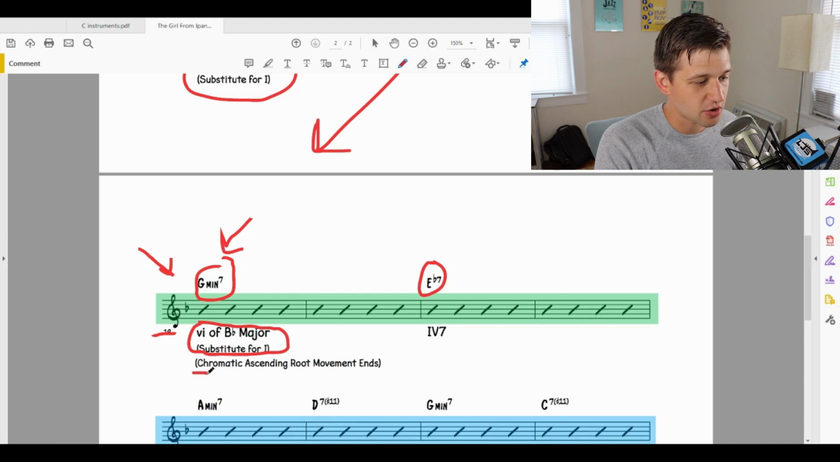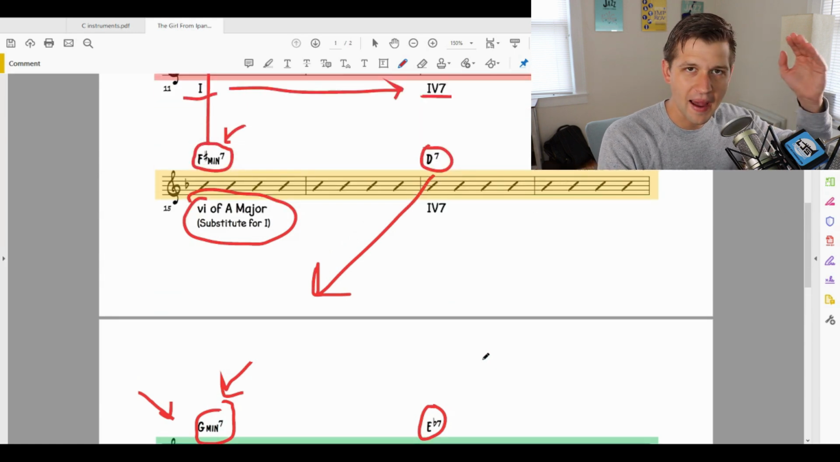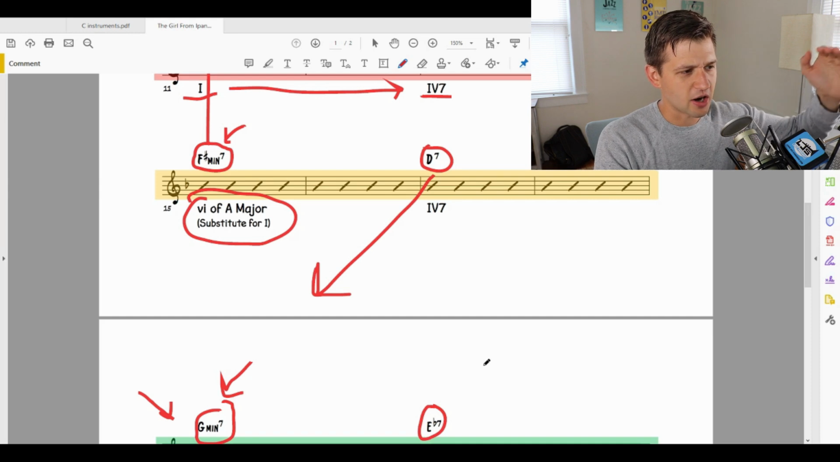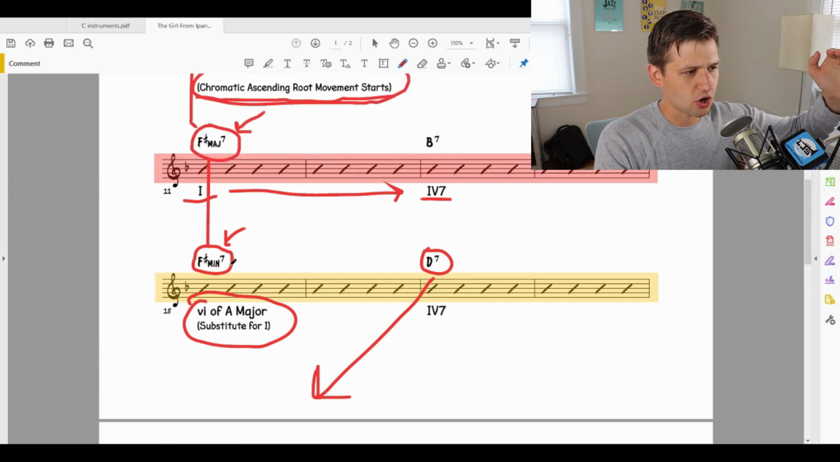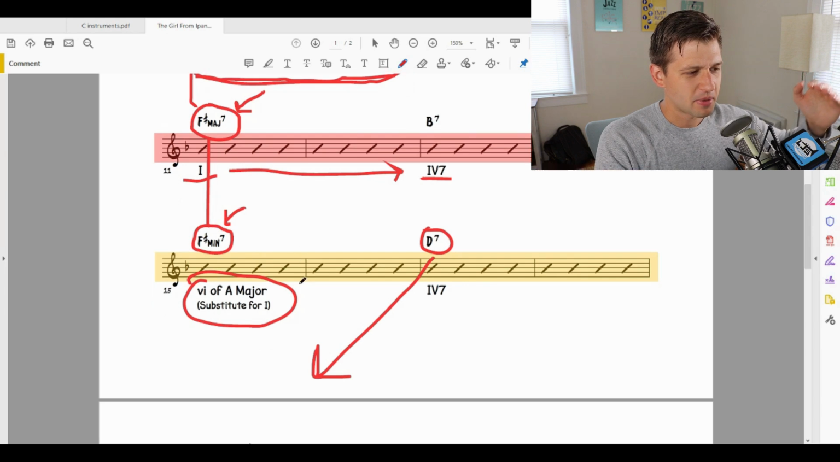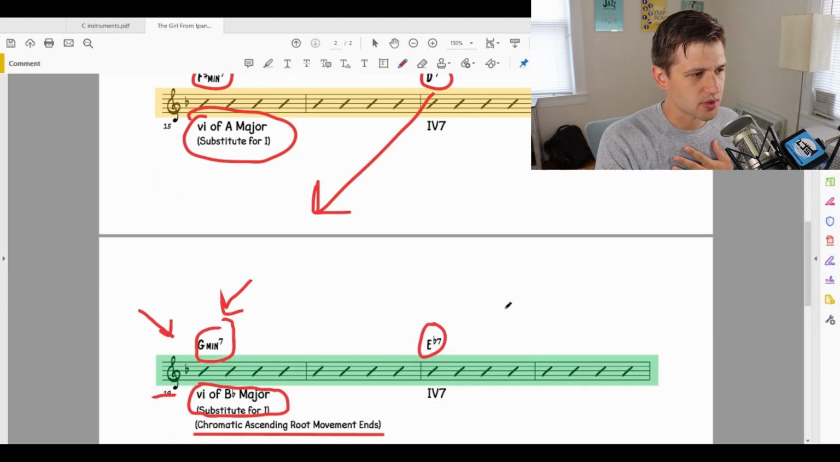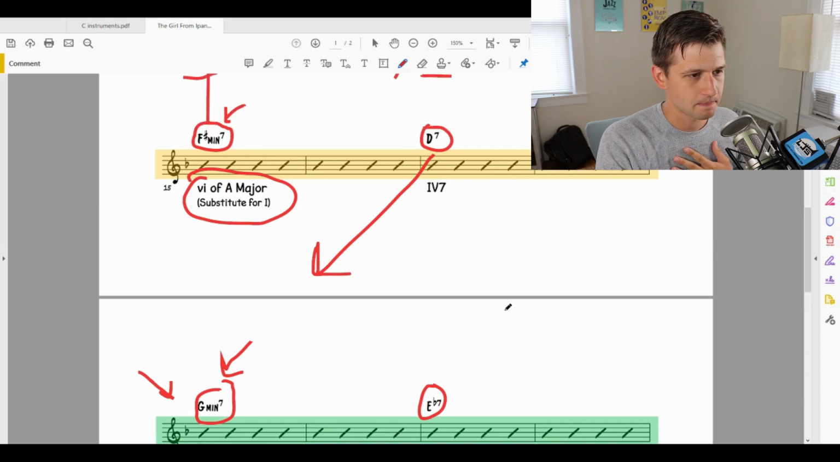Okay, now this is where the chromatic ascending root movement ends right here, right? It ends there. So you have this beautiful chromatic moving bass notes moving up. And it almost sounds like for a second like, oh, we're going to the parallel minor here. But if you really analyze the rest of this chord progression, to me, we're still doing a 1-to-4 relationship.